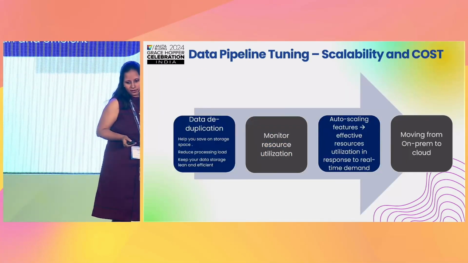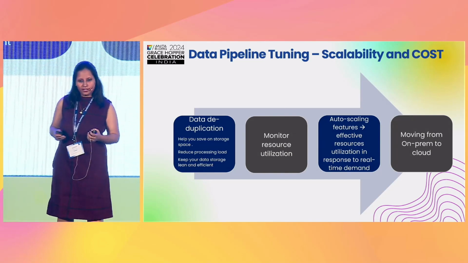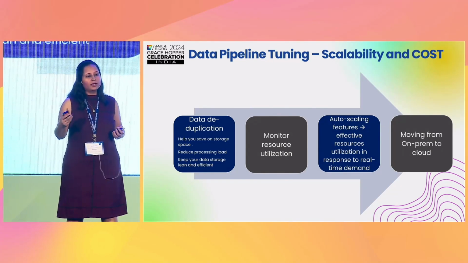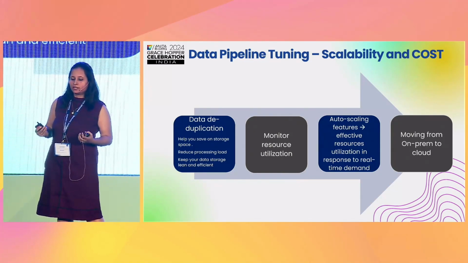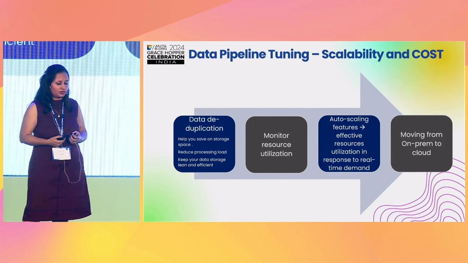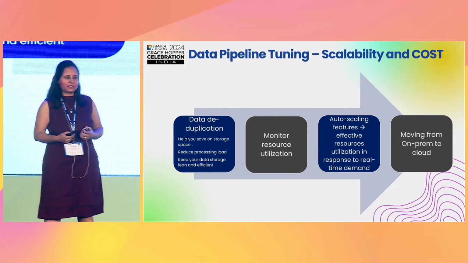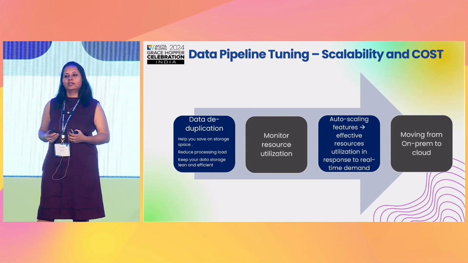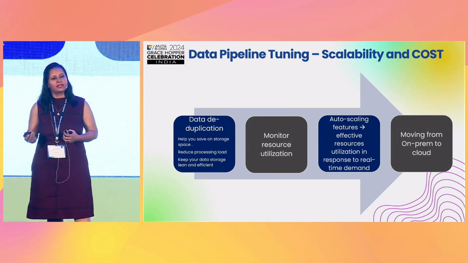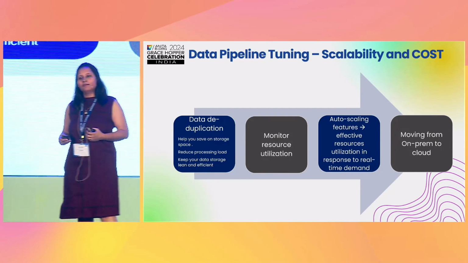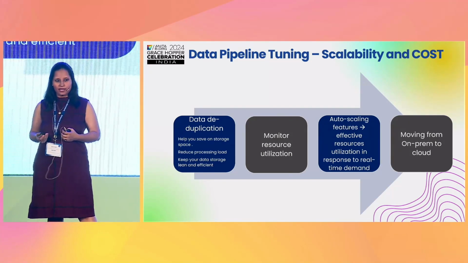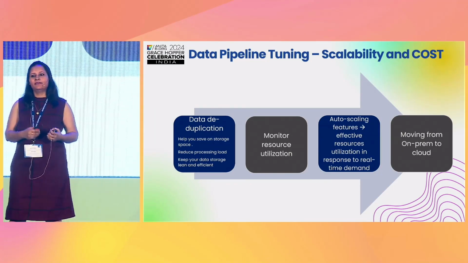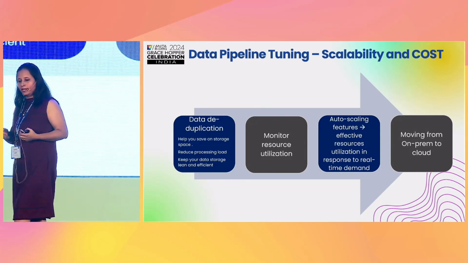Now when it comes to tuning, we are able to process the data at a very fast speed. We are able to handle a large volume of data, but at what cost? So we need to have an optimum cost attached to it. For that, we need to take certain steps, like data deduplication. Along with it, we need to monitor resource utilization. If we are using Flink as an execution engine at the application level, we have a Flink dashboard which tells us the resource utilization, which we can handle from there. And about the cloud, we have auto scaling features that we can also use to make it cost effective.